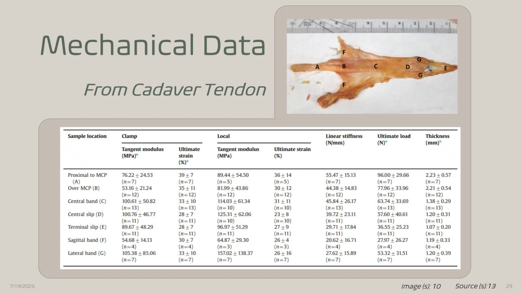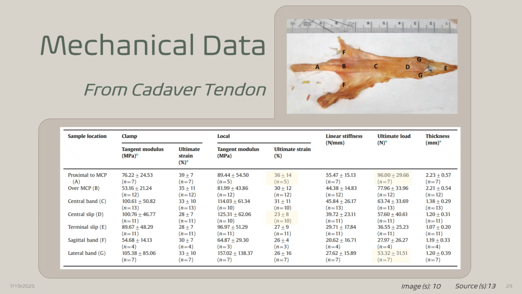A few that I want to highlight are the differences in the values proximal versus distal. I am only going to look at the local measurements, not the values measured by the clamping system. The ultimate strain at the MCP is the highest of all the values at 36%. And the lowest value seen was at the distal central slip with 23%.